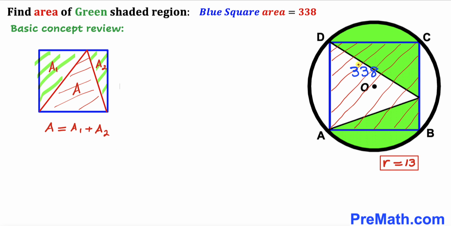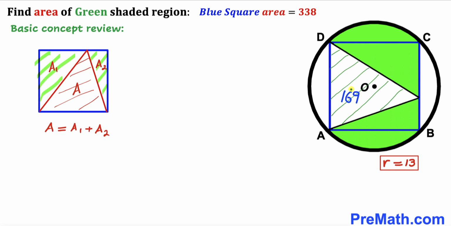And now we know that the area of this whole blue square is 338. So therefore we can see that the area of this white triangle is going to be half of this square area. So this area is going to be 169. And likewise, the other half of this square is going to be 169 area as well. This area plus this area is 169.